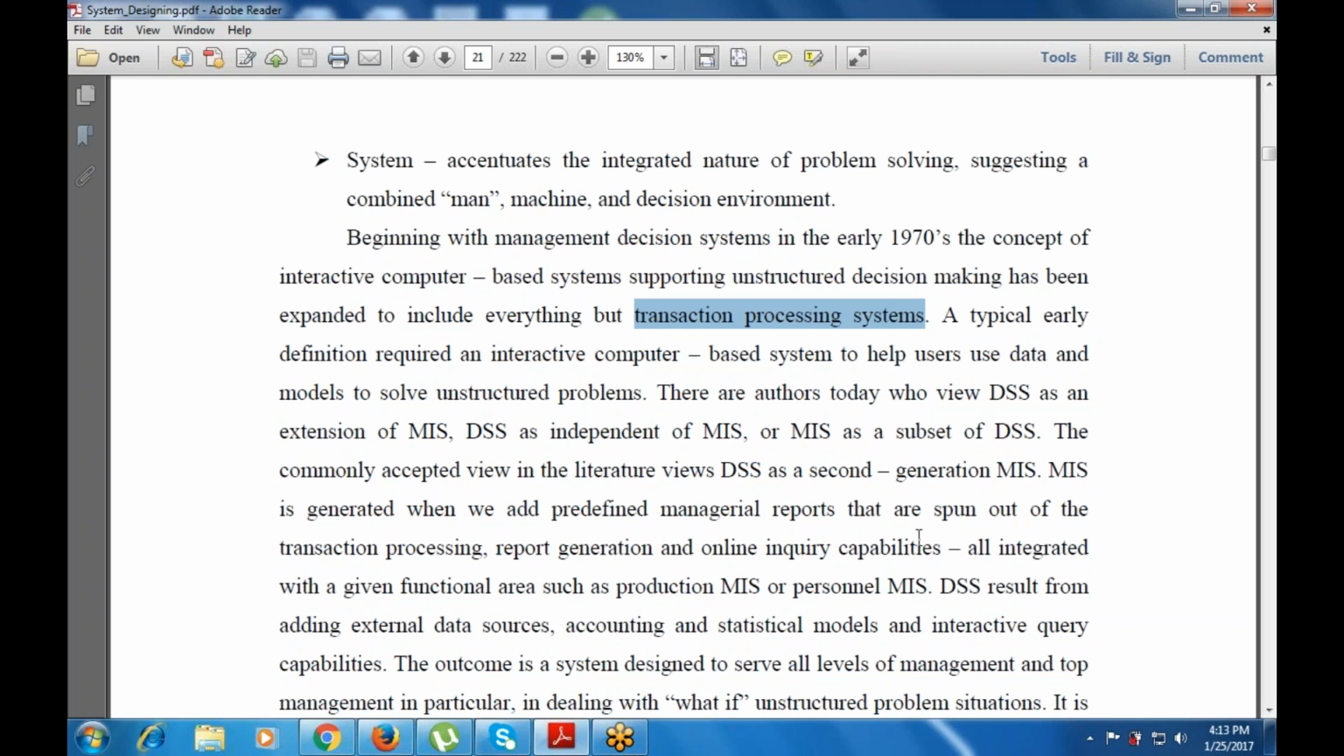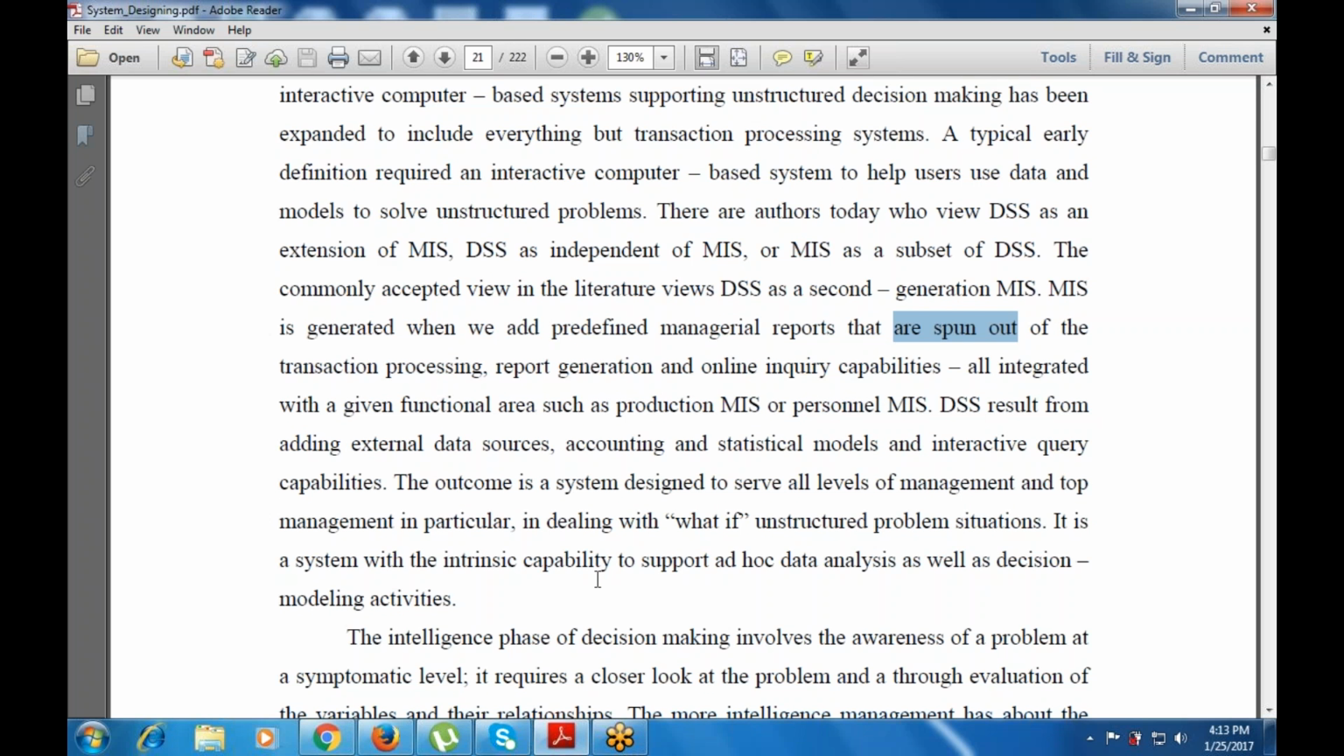And there are authors today who view the DSS as an extension of the MIS, independent or a subset of DSS. The most commonly accepted view in the literature is DSS as the second generation MIS, generated when we add predefined managerial reports that are spun out of the transaction processing, used at all levels of management, and also used by top management in particular, dealing with what-if, unstructured problem situations. So it is a system with intrinsic capability, intrinsic meaning intentional capability, to support data analysis as well as decision modeling activity.